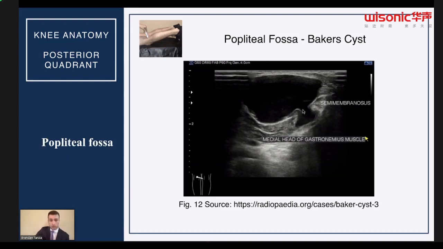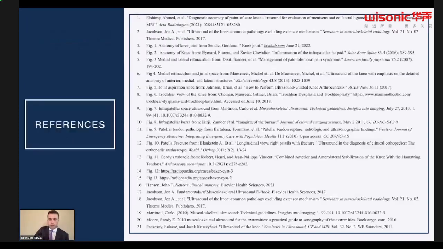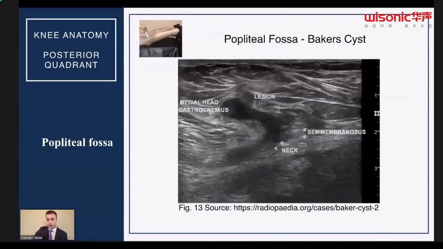This is obviously a very, very large one, very dramatic to see. Sometimes it's not always going to look like that, but again, you see that medial head of the gastrocnemius, you see the semimembranosus over here, and then you see this neck here, and just this lesion in between the two right here. That's going to be indicative of a Baker cyst. So that's basically what I have for right now.